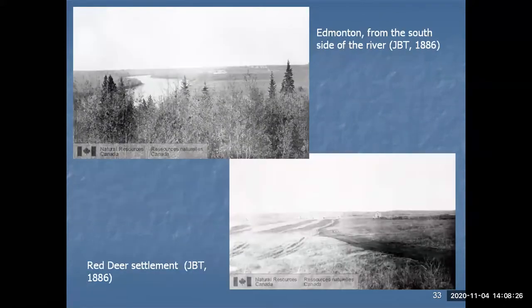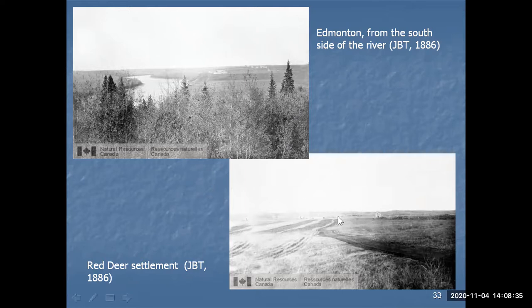These are all pictures that were taken by Tyrrell through Alberta. This is Edmonton. And then this particular one is showing Red Deer, Alberta. Now, all of these were in what was then referred to as the Northwest Territories. Alberta and Saskatchewan did not become provinces until 1905. So all of these would have been in what was then the Northwest Territories.